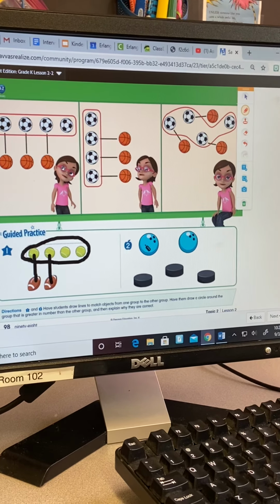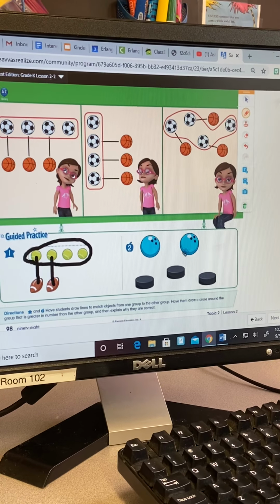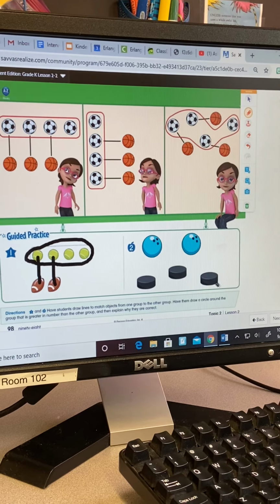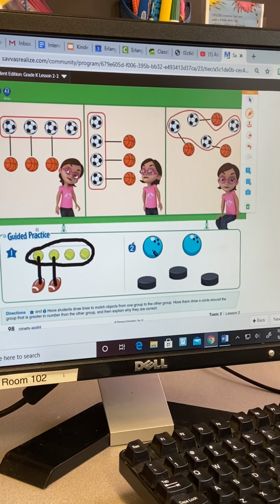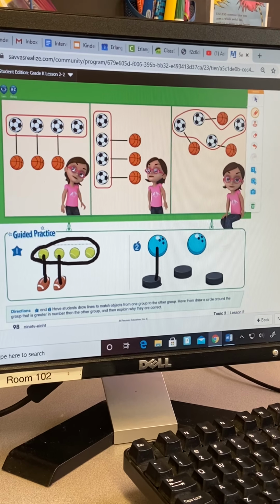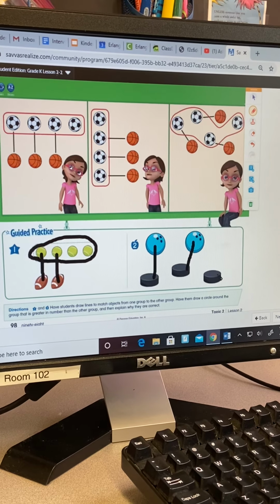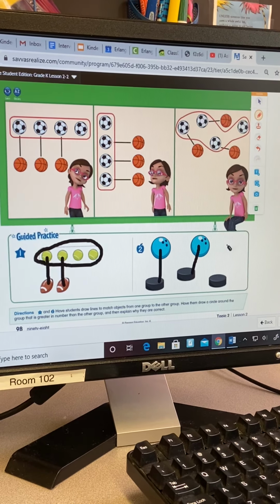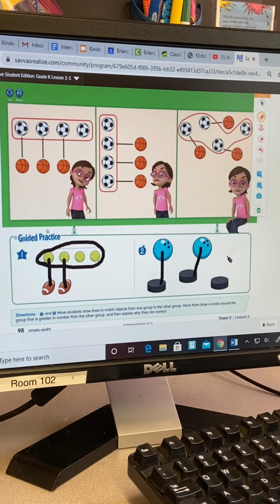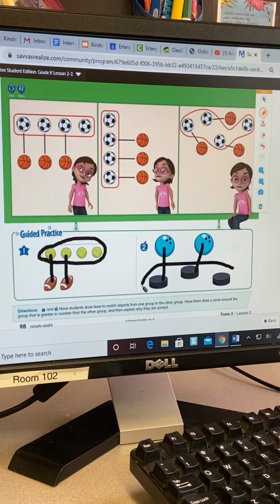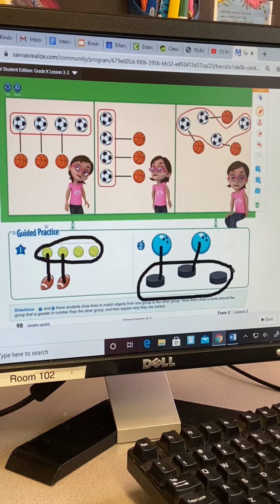Moving on to number 2. I have some bowling balls and I have some hockey pucks. So I'm going to draw my line from my bowling ball to a hockey puck, bowling ball to the hockey puck. And I noticed I do not have any more bowling balls to connect. So this tells me that I have more hockey pucks than I do bowling balls.